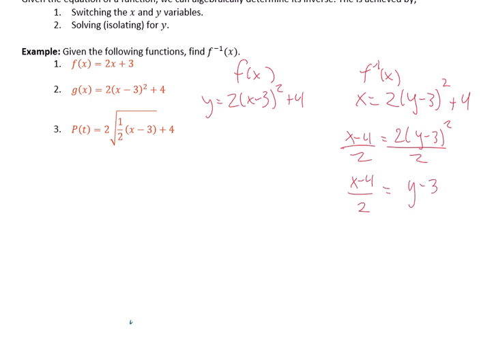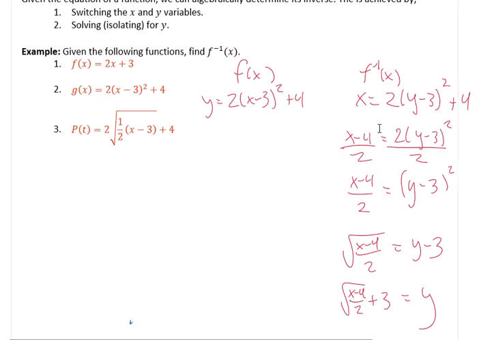y minus 3 to the power of 2. I have this exponent, that's a 2. How do I undo that? How do I get rid of that? Well, remember back in Pythagorean theorem, if I had something like 25 equals c squared, I would square root both sides. That's what I'm doing here. So I need to square root both sides. So the square root of x minus 4 over 2 is equal to y minus 3. And then the square root of x minus 4 over 2, plus 3, is equal to y. So that shows us that the inverse of a quadratic function is the root function.